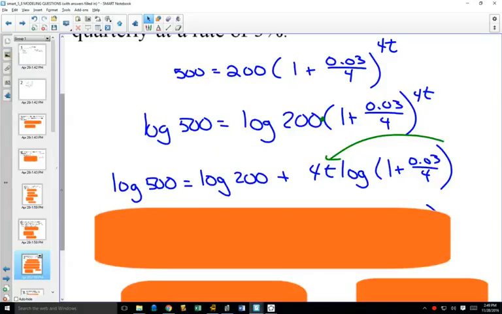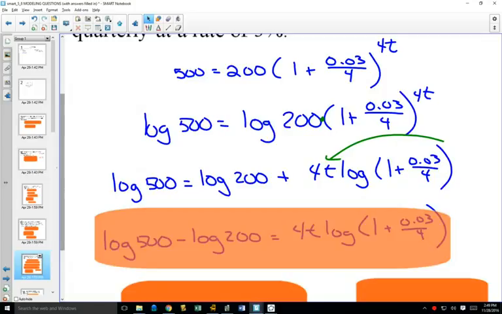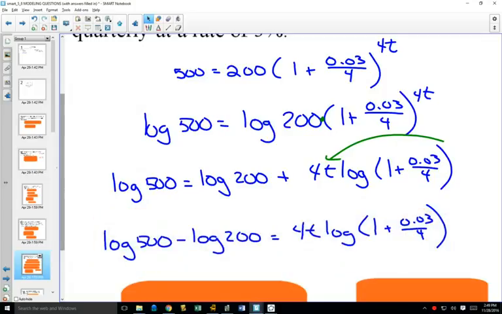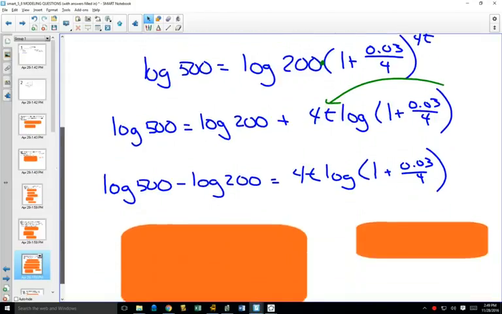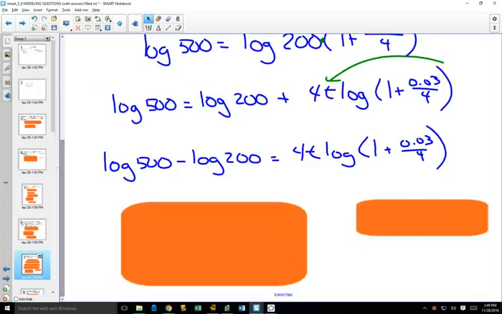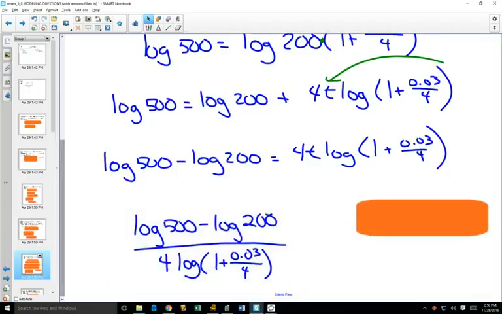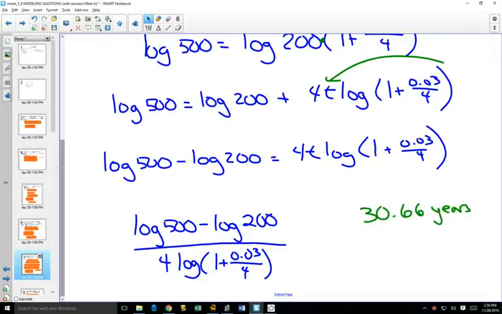Now that you've got your exponent out in front, you can use your skills to try and get t by itself. I'm going to subtract log 200 on both sides. And now I can divide both sides by the 4 and the log of 1 plus 0.03 divided by 4. Plug that whole thing into your calculator, and whether you use the other method or this one, you should get 30.66 years.